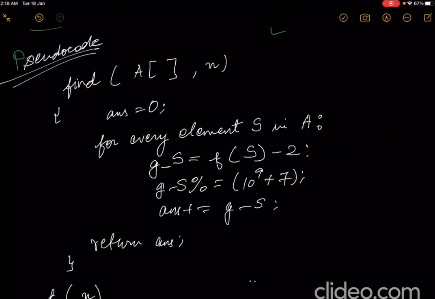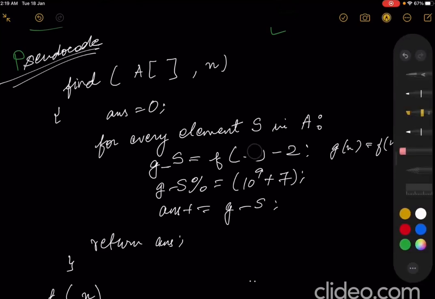Let's say this is a function find, which will be accepting an array of size n. We declared a variable answer, initialized with 0. We iterated over every element s in a. We calculated g of s. We now know that g of n will be equal to f of n plus 2 minus 2, so it should be s plus 2.